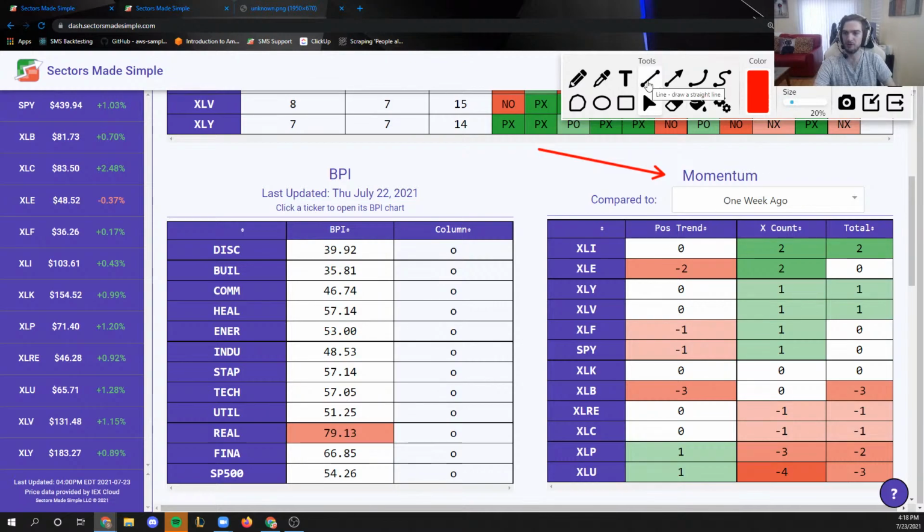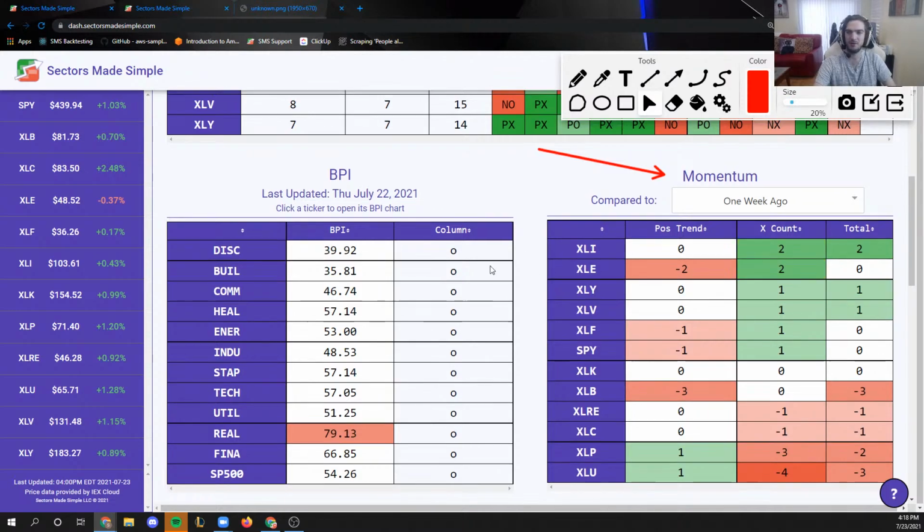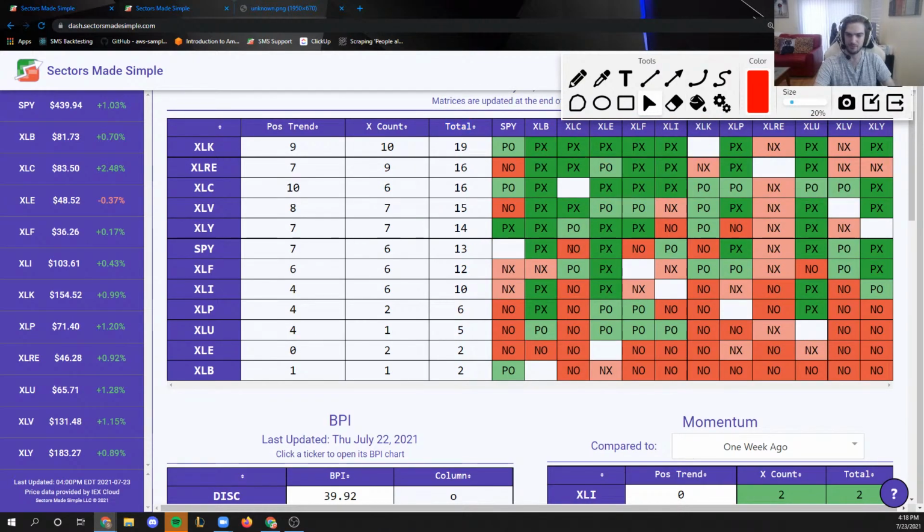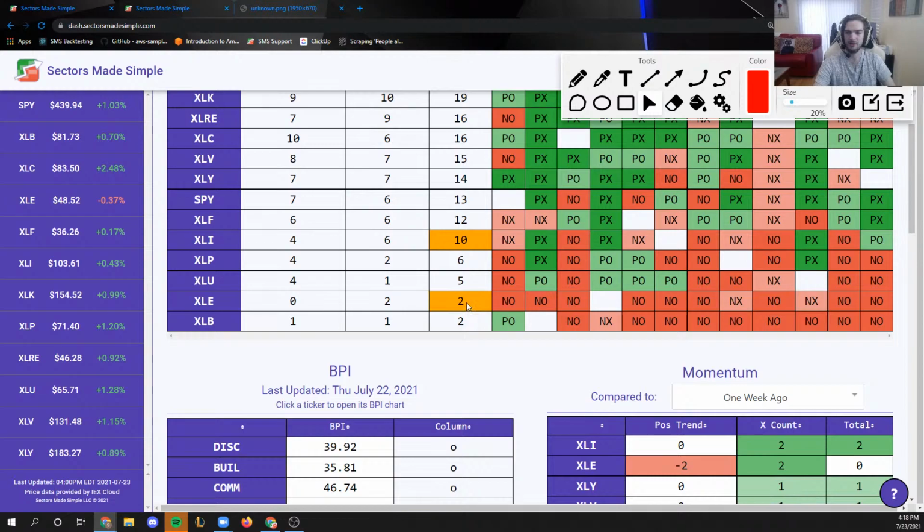So what I would do here is I would say, I only want sectors that have an X count of 2 or more. In this case, that would be industrials and energy. Uh-oh, I have to pick 2. Which one do I pick? If I have a tie, what I would do is I would take the one that has the highest total count. So here we see that industrials has a total count of 10, energy has a total count of 2. So I would say that I would go with industrials.